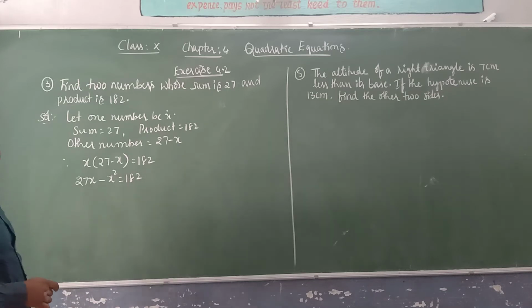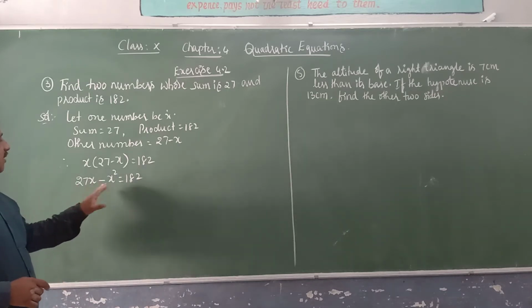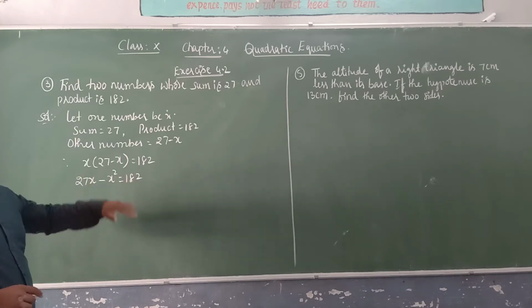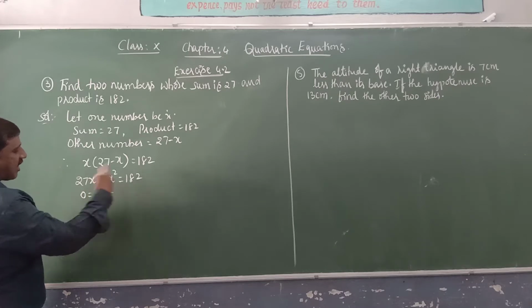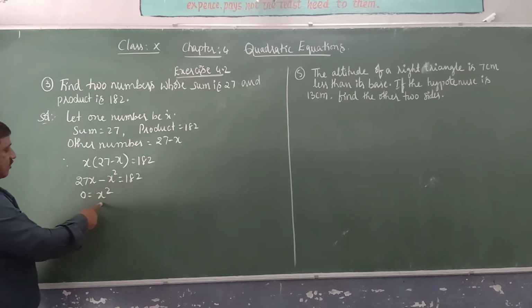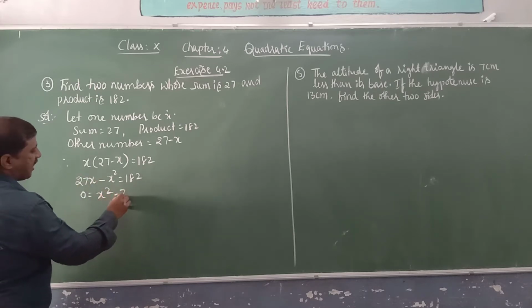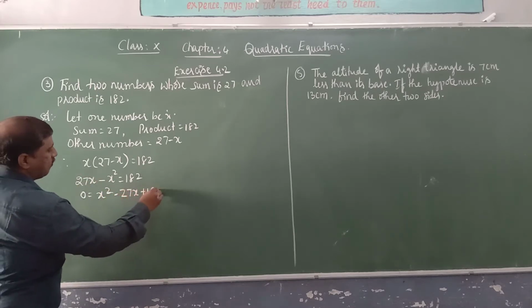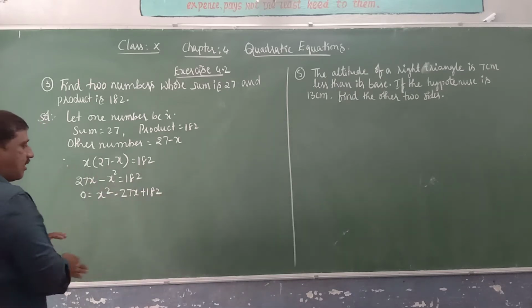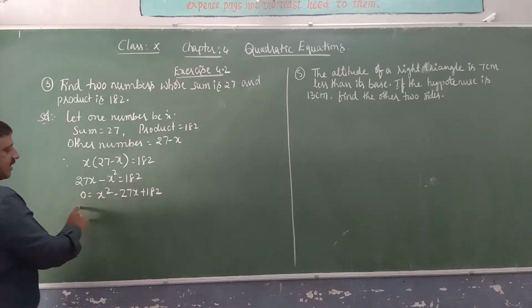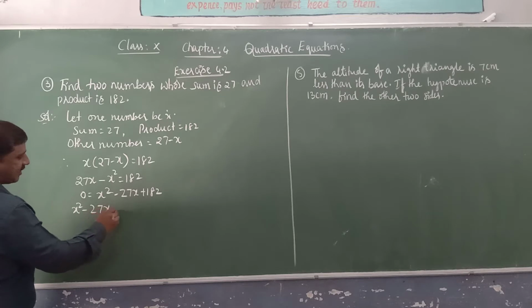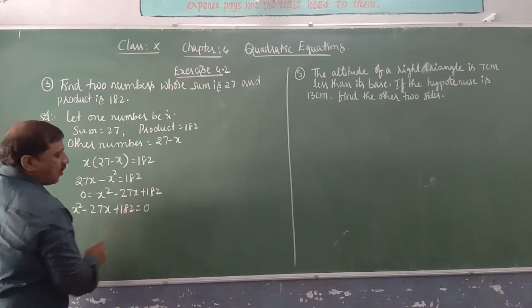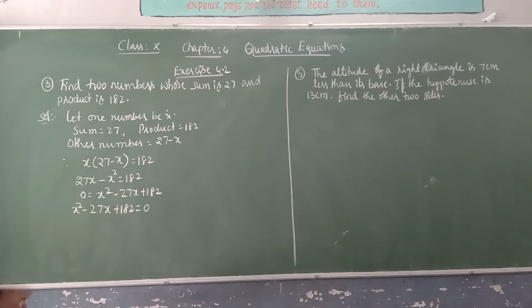We got 182. Now transpose minus x square and 27x to the RHS, and the left hand side will be 0. That is, 0 is equal to x square. When we transpose to the RHS, minus x square becomes plus x square and plus 27x becomes minus 27x plus 182. Now regroup the terms, that is, take LHS as RHS and RHS as LHS. Therefore it is x square minus 27x plus 182 equal to 0. Now we got a quadratic equation, x square minus 27x plus 182 equals 0.